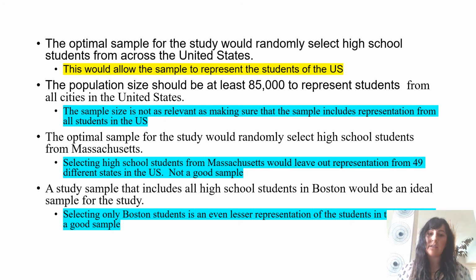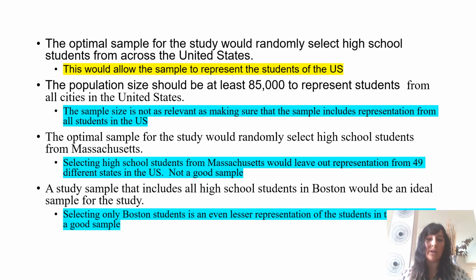Next answer: the optimal sample for the study would randomly select high school students from Massachusetts. If you select high school students from Massachusetts, you would leave out representation from 49 different states. That's a lot of people. Compare that to the information on the previous slide, where there were only 300,000 students in Massachusetts versus 16 million in the whole country. So that's not the best representation, especially knowing our country and how different all the states are. It's going to be a terrible representation of everybody.